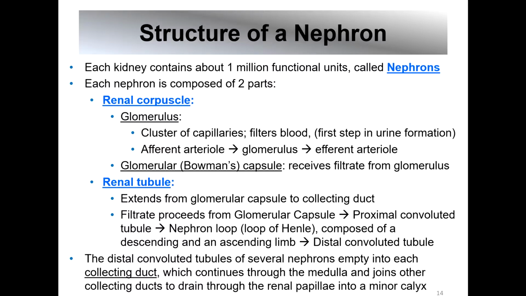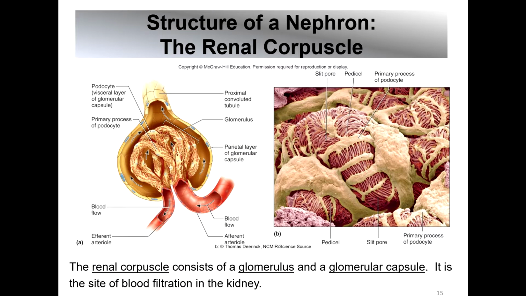So let's look here. Here we have a corpuscle, and you can see the glomerular capsule. It's a layer of flat cells, simple squamous. And here you can see the capillary bed known as the glomerulus. If we look at the blood vessels supplying the glomerulus, you have the afferent arteriole and the efferent arteriole.